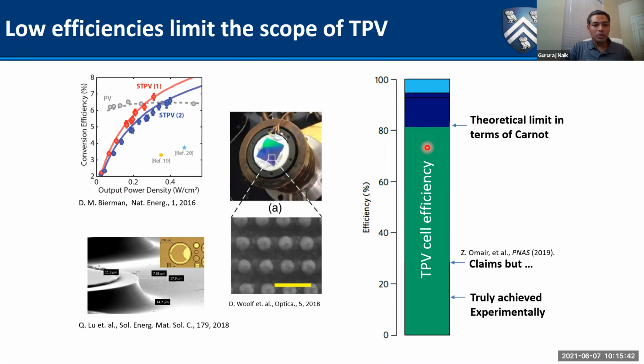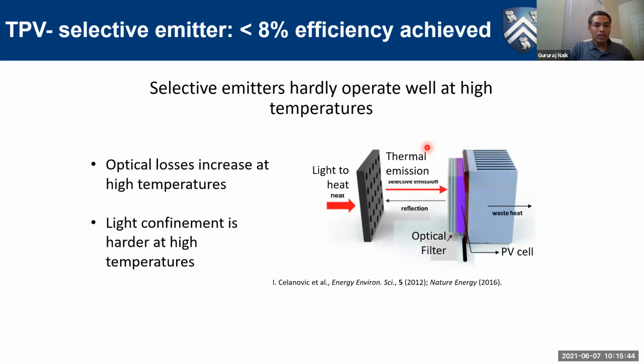Why? So what is really causing this problem? And the problem is, as I mentioned, the selective emitters or thermal light sources are basically held at very high temperatures. They're terrestrial black body objects held at very high temperatures, close to 2000 Kelvin. And at these temperatures, it's really difficult to find materials that can have low optical losses and can also confine light really well.